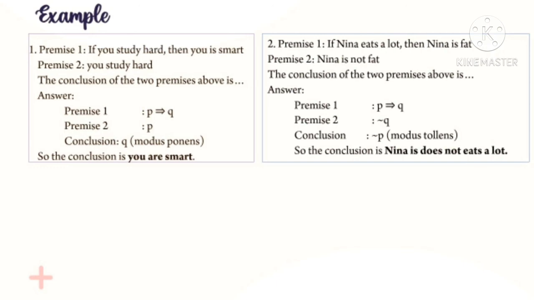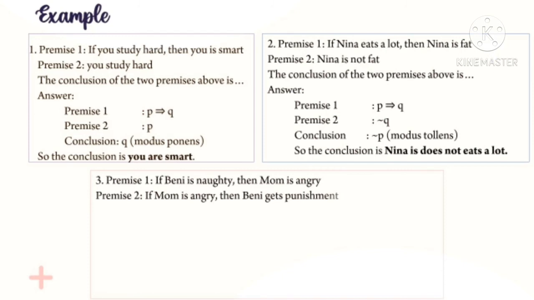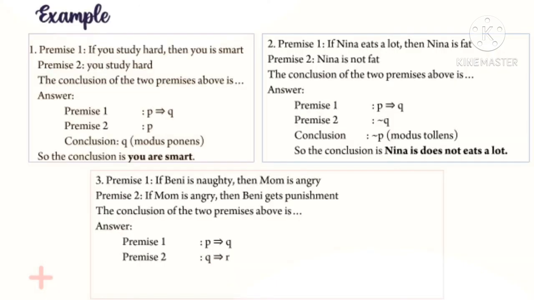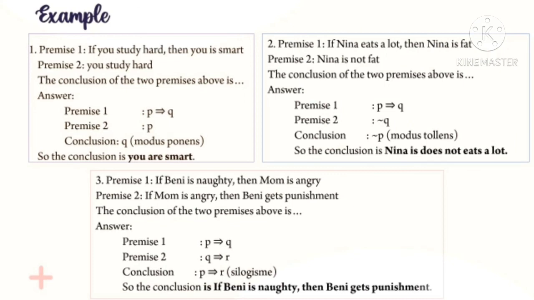And the last example, premise 1 is if Benny is naughty, then mom is angry. Premise 2, if mom is angry, then Benny gets punishment. The conclusion of the two premises above is blank. The answer is premise 1 is P then Q, premise 2 is Q then R, conclusion is P then R because this is syllogism. So, the conclusion is if Benny is naughty, then Benny gets punishment.